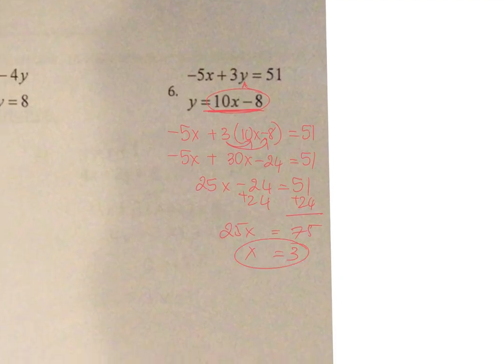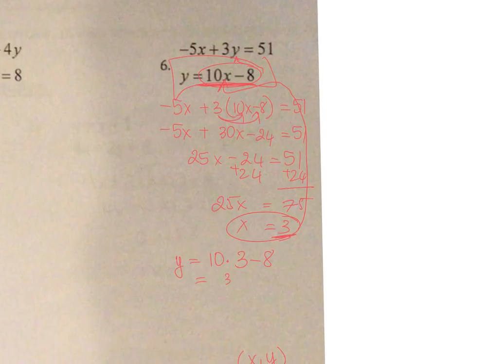So take x is 3, plug it into this x to find y. y is 10 times x, which is now 3, minus 8. 30 minus 8 is 22. So the solution is 3 comma 22.